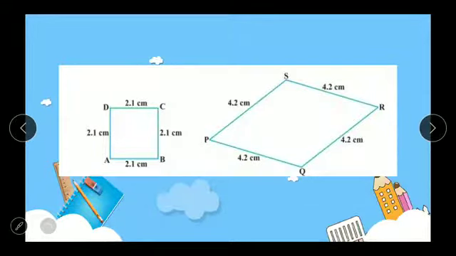In this picture, ABCD is a square with all the sides 2.1 centimeter. PQRS is not a square, but the sides are of the length 4.2 centimeter each. So the sides of ABCD and PQRS are in the same proportion, 1:2. But all the angles of ABCD are 90 degrees and those of PQRS are not 90 degrees, hence PQRS is a rhombus. So they are different in shape, they are not similar.